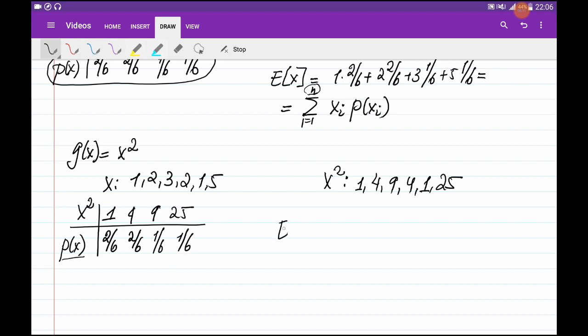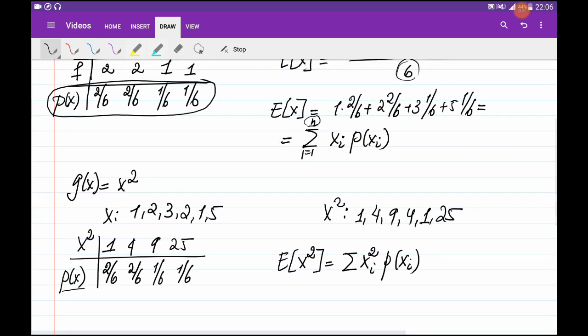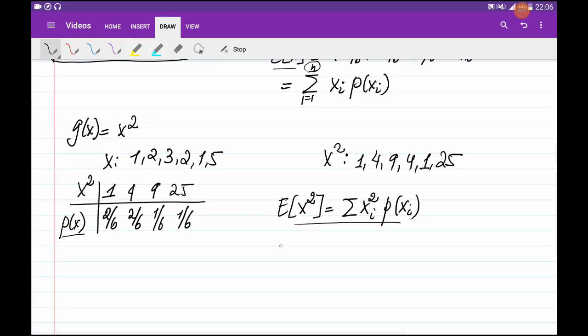So I can calculate the expectation of this random variable x squared as the summation of x_i squared multiplied by the probability of x_i. So do you see the difference between the formulas? Previously what we did is we calculated the expectation of x by just summing the multiplications of the output by its probability. So here, when I take the function of the random variable, x squared, I just have to multiply the value of this function by the same probability.